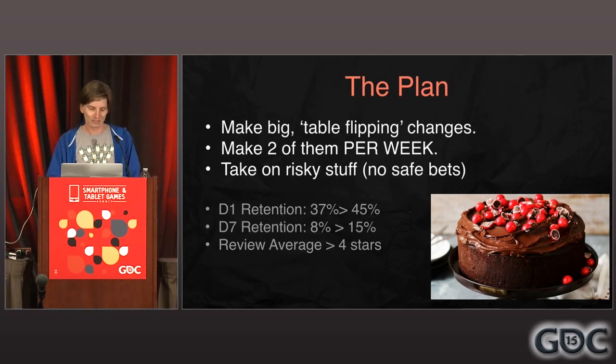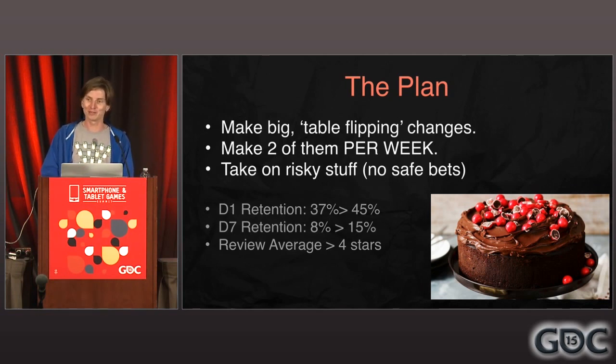And so we had these targets to get our day 1 and day 7 up to 45% and 15% respectively. And also it was important for us to keep that review average at above 4 stars, which is surprisingly tricky during split tests because sometimes you roll out just utter shit.